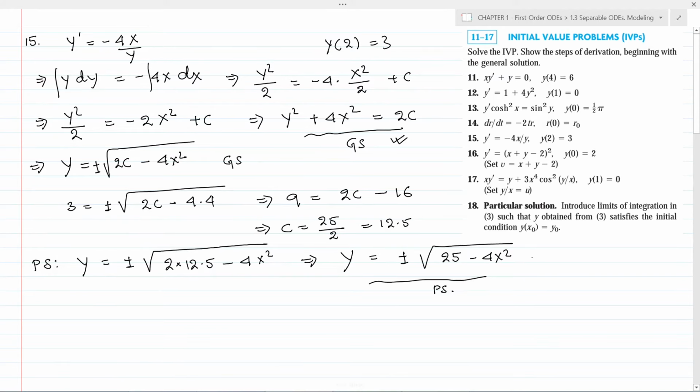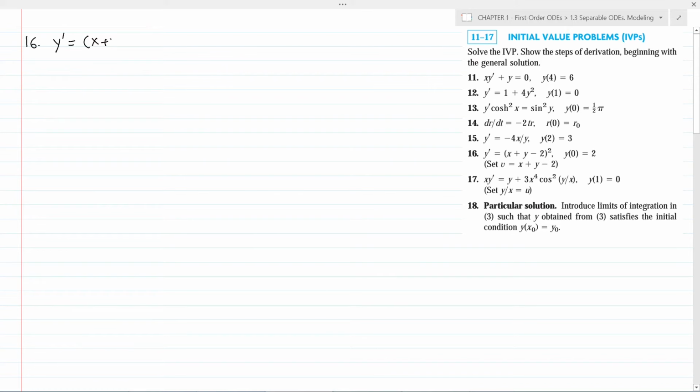Problem 16. y' = (x + y − 2)², and the initial value condition given is y(0) = 2. At the beginning of the chapter, we had discussed that for this type of ODE, we will substitute the inside expression with u. The same thing has been recommended in the question.